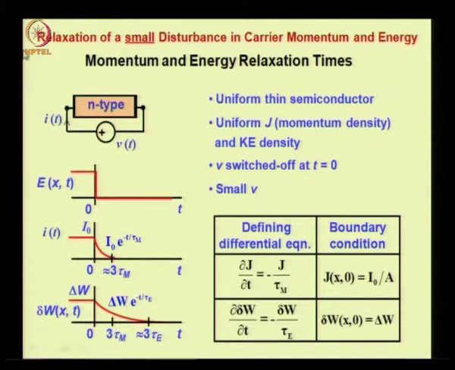Now what about the energy? You see, the energy of the carriers consists of a directed component and a random component. Now while the directed component is decaying because the current is decaying, the random component takes longer to decay, and therefore the energy of the carriers, which includes directed and random components, decays exponentially over a much longer time scale than the current decay, and this is 3 times the energy relaxation time.